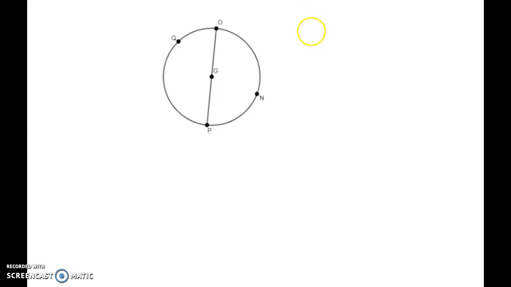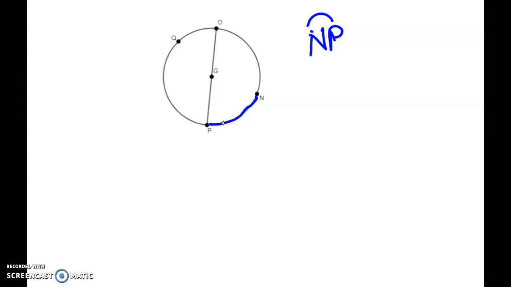So if I wanted arc NP, here we go. We put a little rounded arc above it. If I'm talking about NP, I'm talking from here to here. It is the shortest distance from N to P.